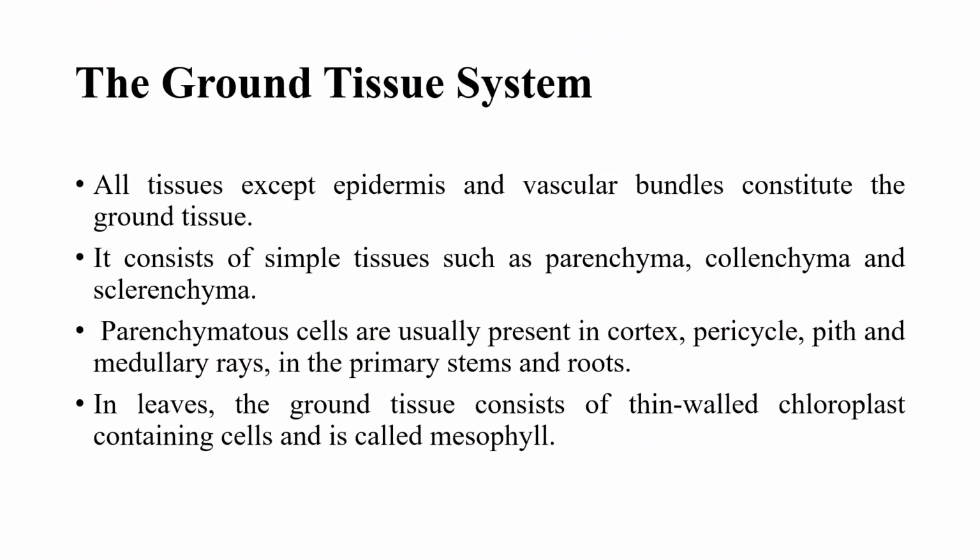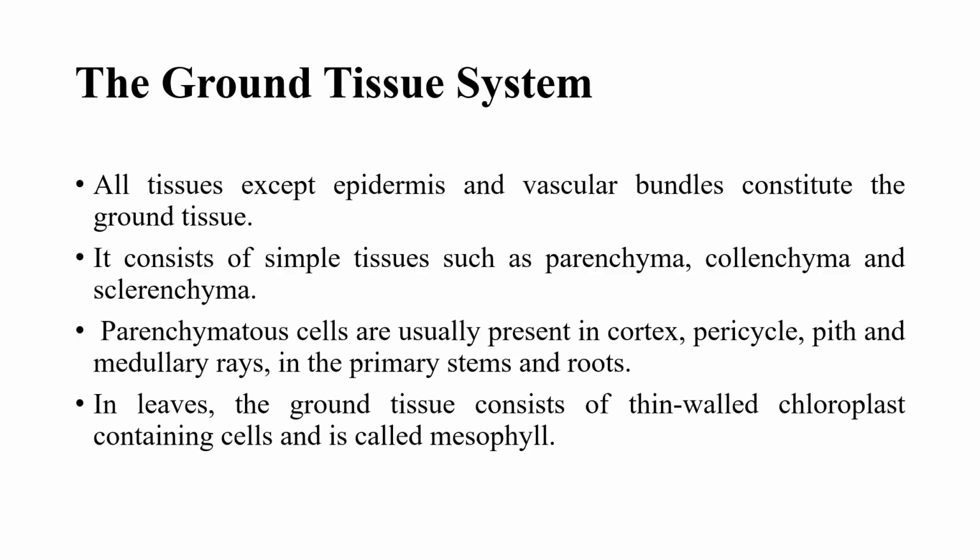Next, ground tissue system. All the tissue except epidermal tissue system and vascular tissue system constitute the ground tissue system. Epidermal tissue system, then vascular tissue system, then all the tissues left after this epidermal and vascular tissue system constitute the ground tissue system. It consists of the cortex, pericycle, pith and medullary ray in the primary stem and root. In leaves, the ground tissue consists of thin walled chloroplast containing cells called the mesophyll cells.